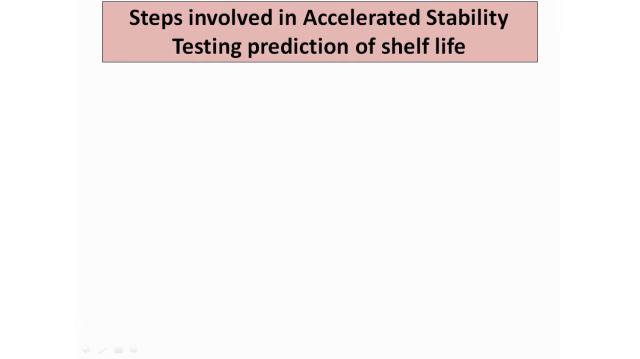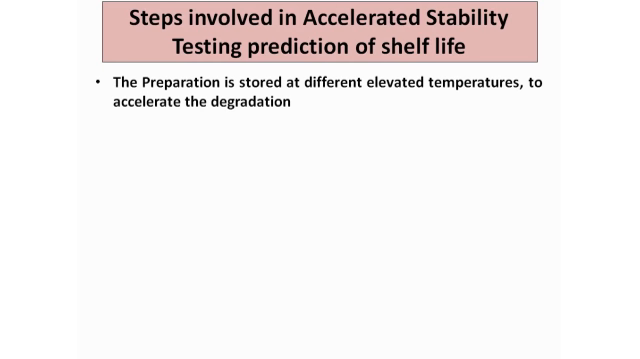Now the steps which are involved in the accelerated stability testing, prediction for the shelf life. So what are the steps we are going to follow? First of all, the preparation or the formulation is stored at different elevated temperatures, to accelerate the degradation process. So we can keep that tablet at 25 degree, 50 degree, 75 degree, 100 degree, like that, right? That is the first step.